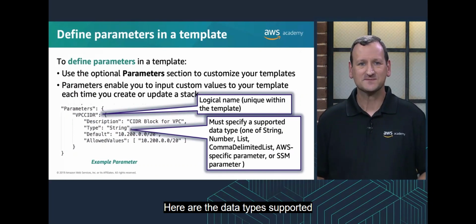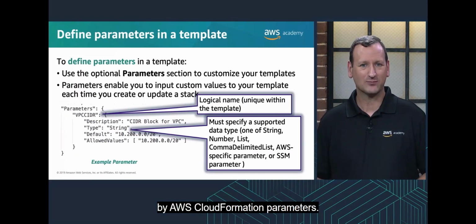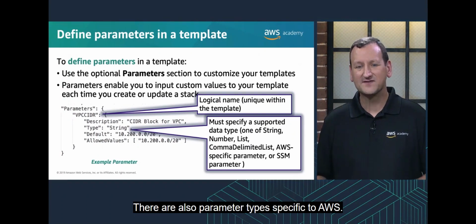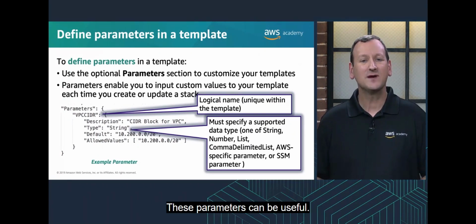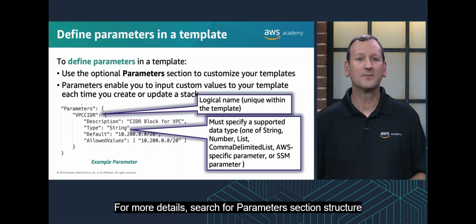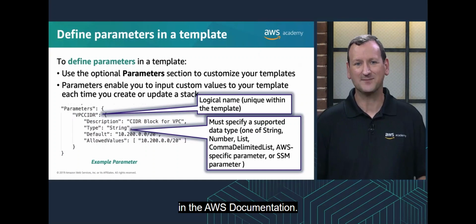Here are the data types supported by AWS CloudFormation parameters. There are also parameter types specific to AWS. These parameters can be useful. For more details, search for parameters section structure in the AWS documentation.